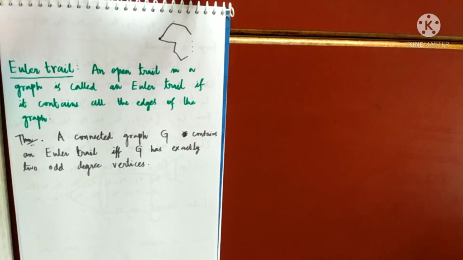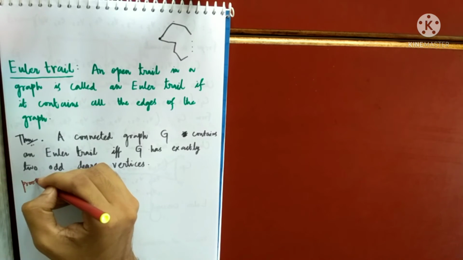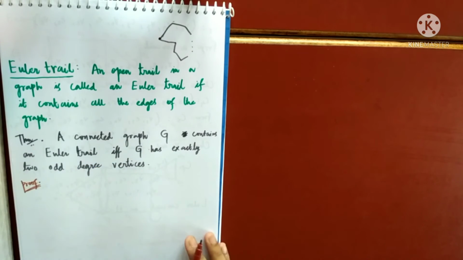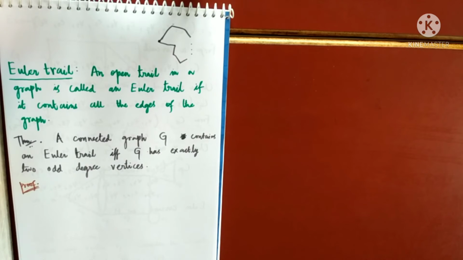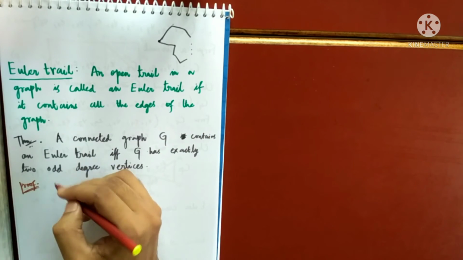To prove this theorem, we will use the theorem already proved before. We'll use this fact: a graph is Eulerian if and only if all of its vertices are of even degree. We know this fact, the necessary and sufficient condition to be an Eulerian graph. Using this fact, we can easily prove this theorem. Very easy, you see.